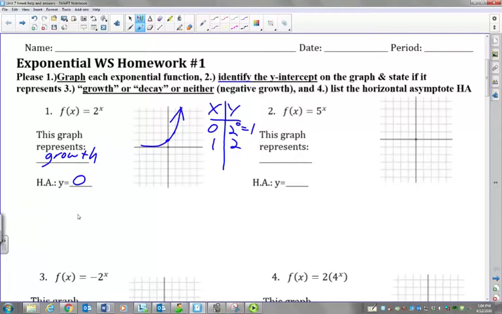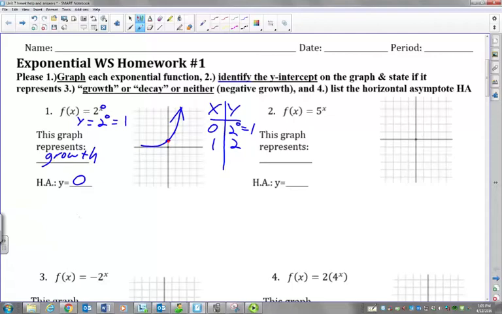And so we already started off number 1 in class, and it was exponential growth, with a y-intercept at, if you plug in a 0 for x, that'll give you the y-intercept. And so that gives us y equals 2 to the 0, which is just 1. So over 0, up 1 is where that is, right there.